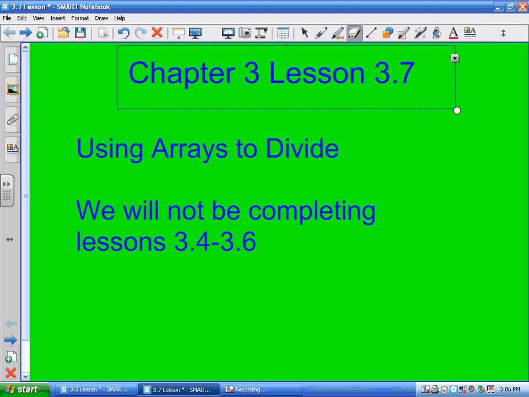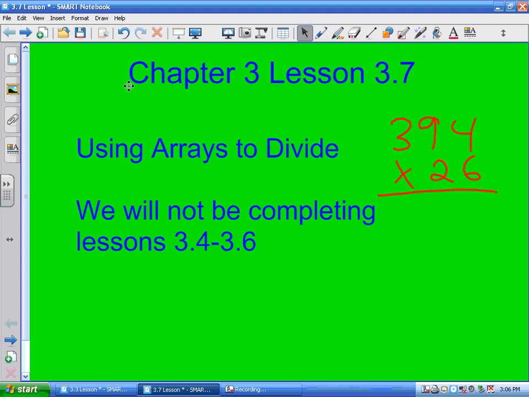I cannot afford the time for you to sit down and skip count by 6, 7 times. If you have to do that every time you do a multiplication, the amount of work you're going to get done is very, very small. We're going to be moving on into grade 5 and grade 6 stuff, where you're going to be multiplying like 394 times 26. That's where we're going to be going.